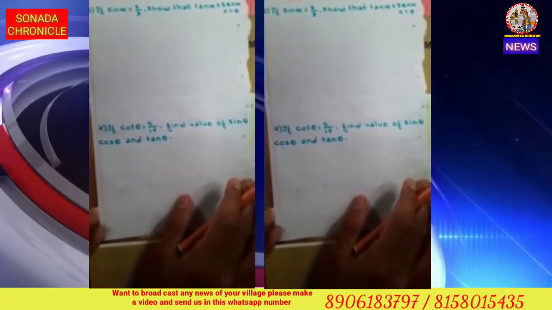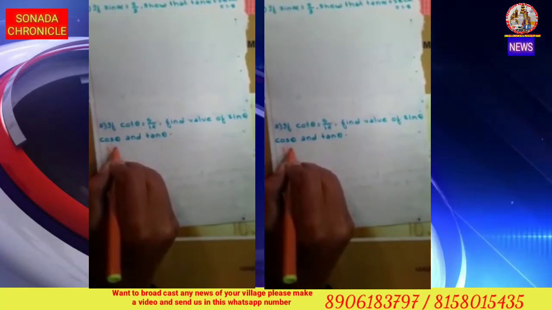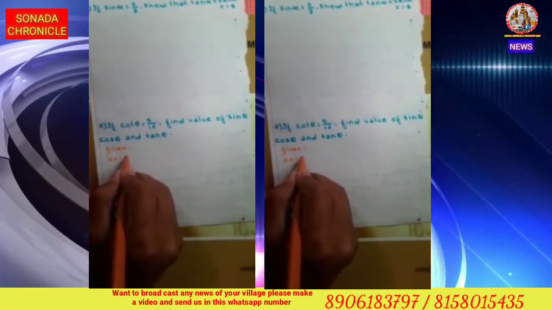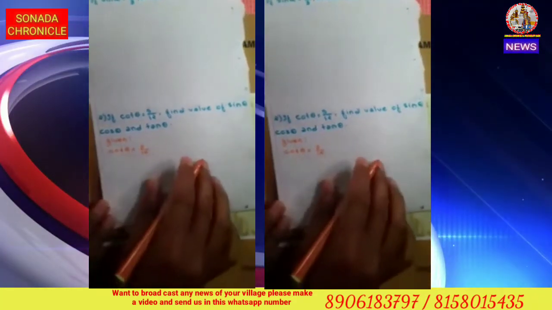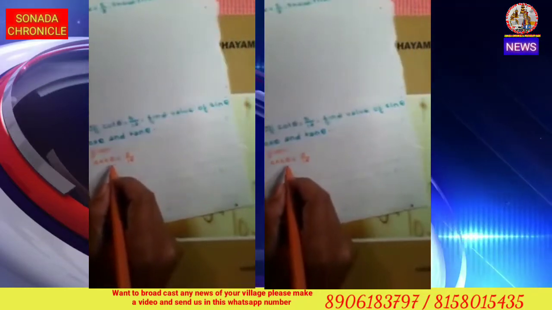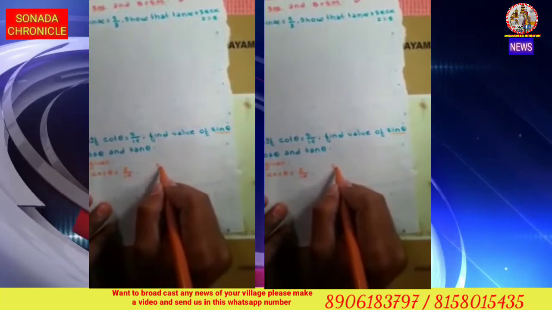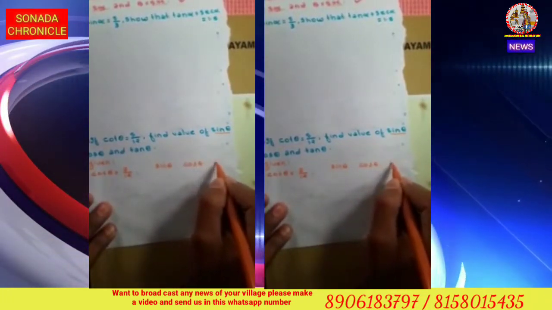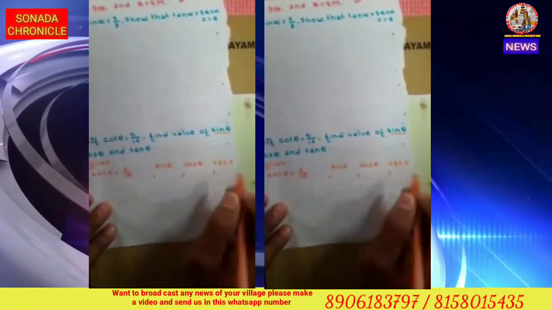Okay, this is our problem. In our problem we are given that cot theta is equal to 5 by 12, and we are asked to find the value of sine theta, cos theta and tan theta. So we have to find the value of them.